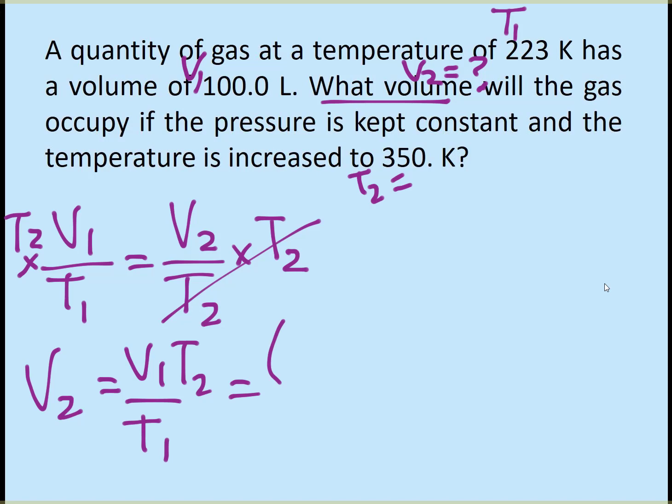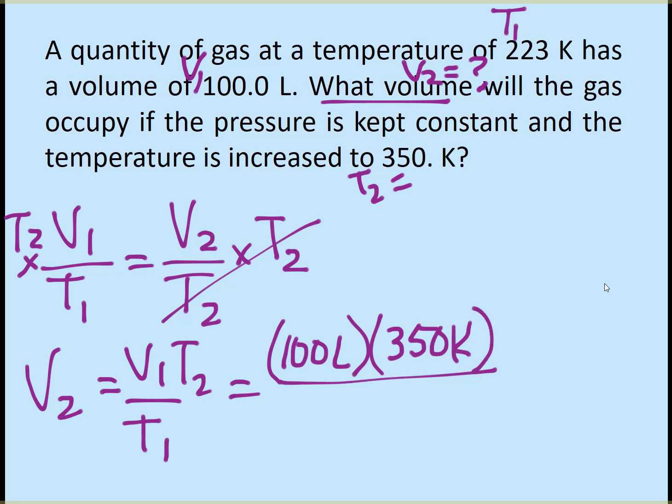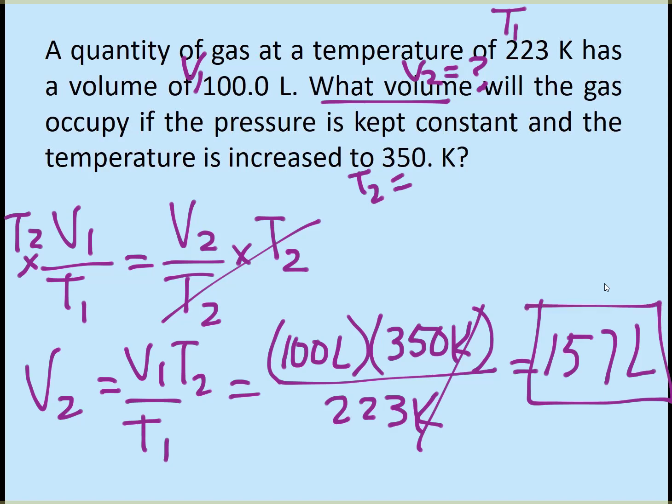So V1 is 100 liters. T2 is 350 Kelvin, and I am in Kelvin. And at the bottom, temperature 223 Kelvin. So Kelvin's going to cancel. I'm going to be left with liters. And my answer is 157 liters. So again, Charles' law, where the pressure is kept constant and also the number of moles.